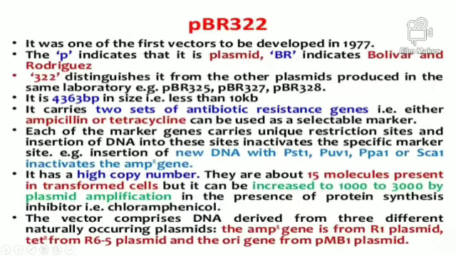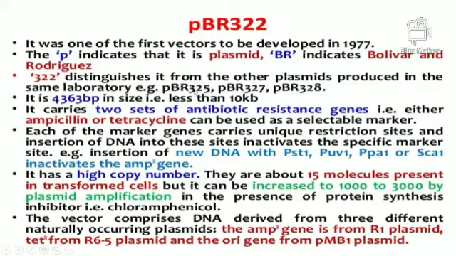Then in your syllabus, only one vector is included, that is pBR322. pBR322 is one of the first vectors to be developed, in 1977. So this is the history of where it was developed. Remember, in pBR322, P indicates the plasmid. BR indicates the names of the scientists, Bolivar and Rodriguez. 322 distinguishes it from other plasmids produced in the same laboratory.